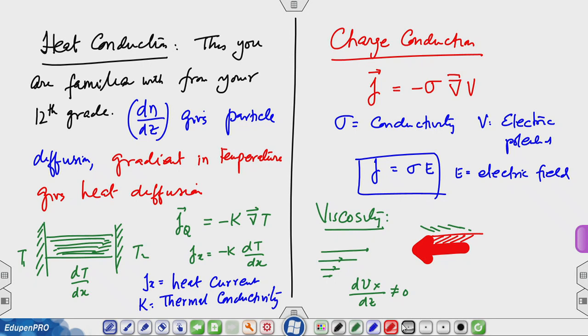This is the viscous force, and Fx is going to be equal to minus eta dvx/dz, where eta is the viscosity. So these are four phenomena that I'm going to talk about. So let's start doing that.